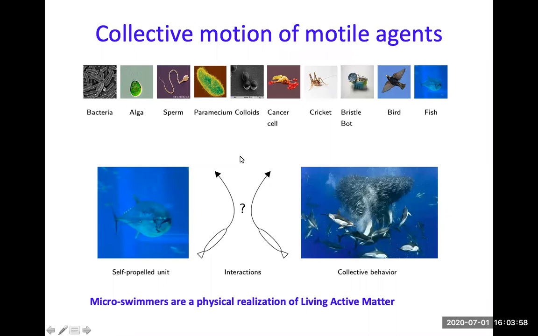So a lot of this work is in the context of collective motion, and you've heard a lot about collective motion of motile agents, and of course you have experienced a lot of this. Collective motion is seen in a lot of biological agents, things at the microscale: bacteria, algae, spermatozoa, paramecia. Lately there is a lot of work on active colloids, and you even see collective motion in birds, fishes, and human crowds.